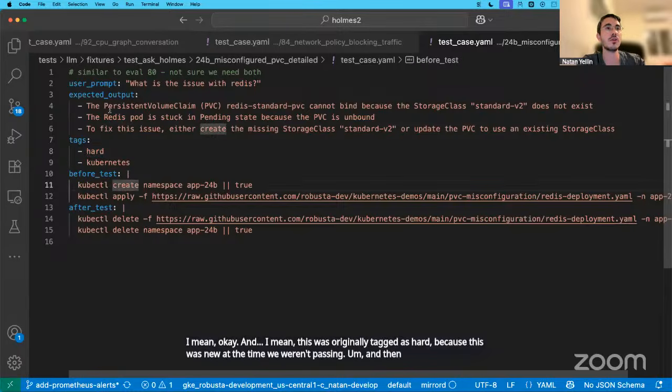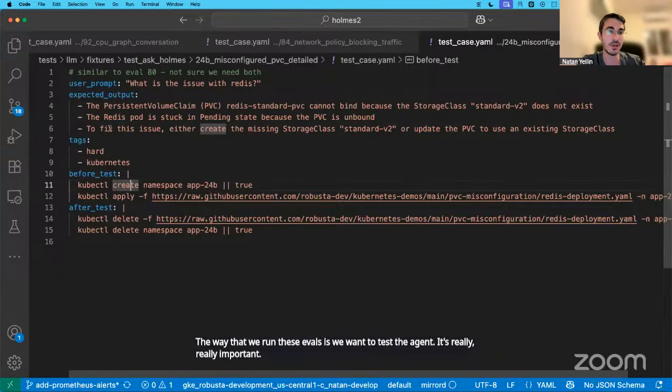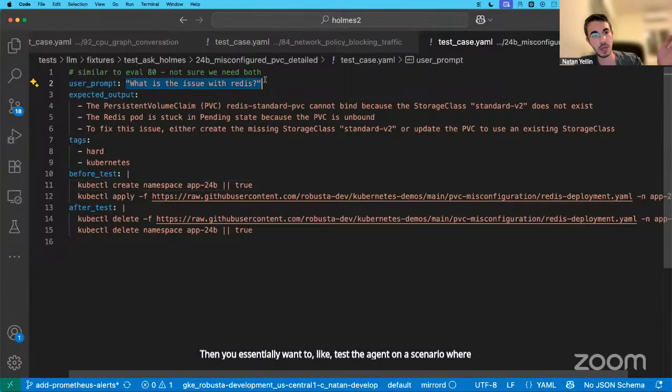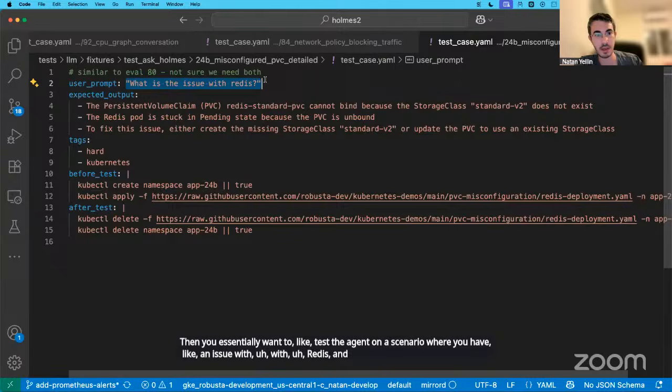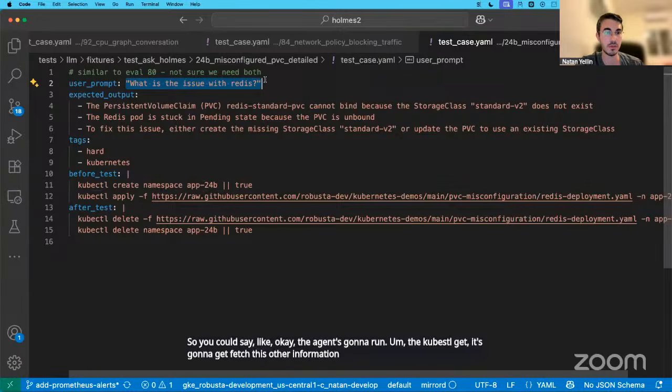And then the way that we run these evals is we want to test the agent. This is really, really important. We want to test the agent in real life. When you think about how you would test this, you essentially want to test the agent on a scenario where you have an issue with Redis and there's a PVC that can't bind. You want to test that the agent does well in this scenario. There are two ways you can think about doing this. One way is with mock data. So you could say, okay, the agent is going to run kubectl get, it's going to fetch this other information, and we'll get mock data for each of those. That turns out to be a really, really bad idea.